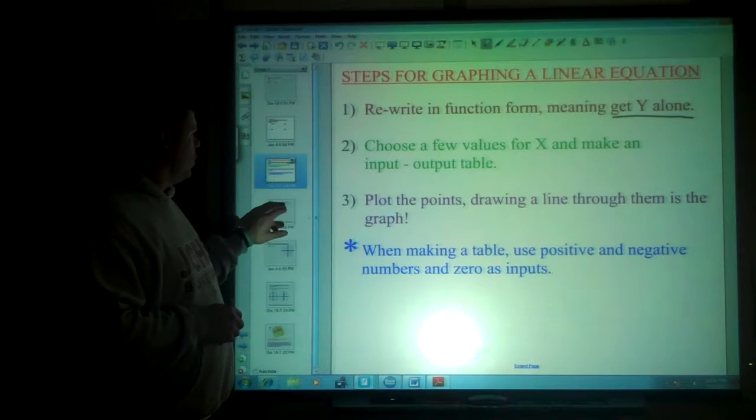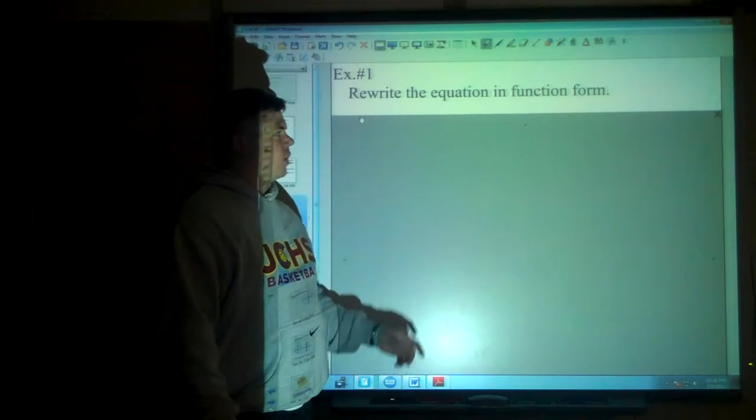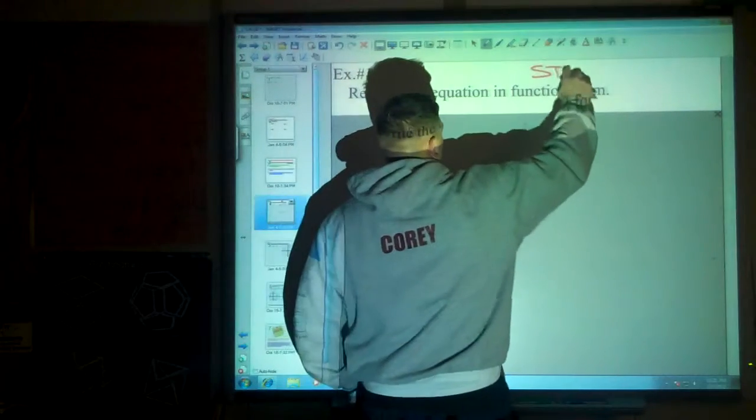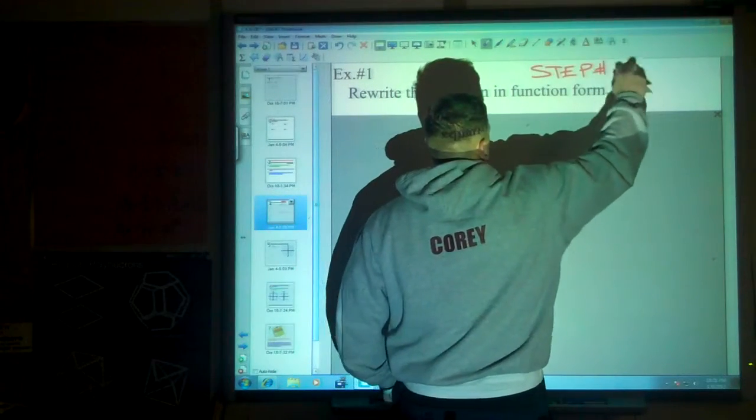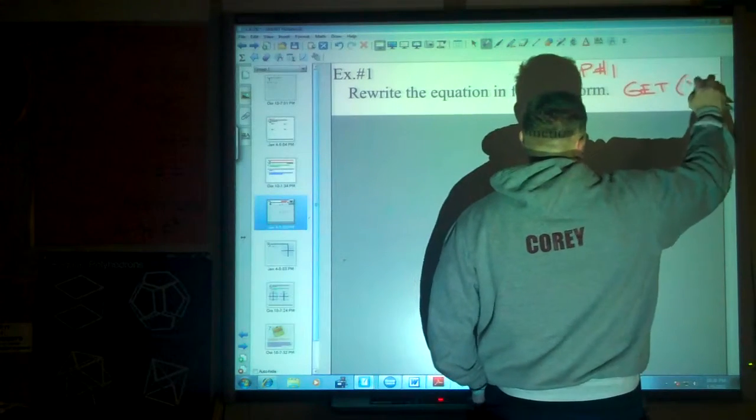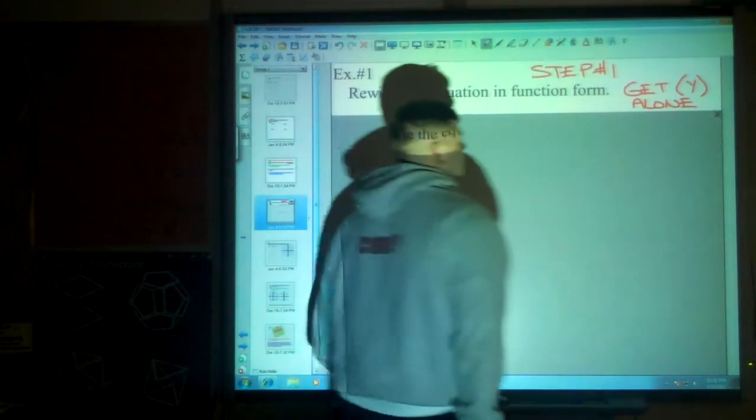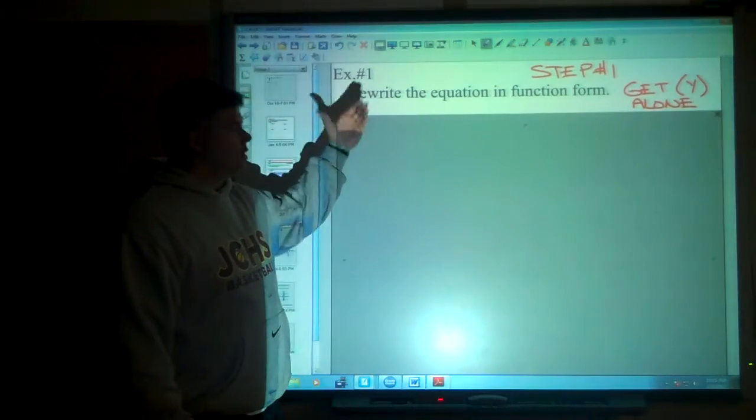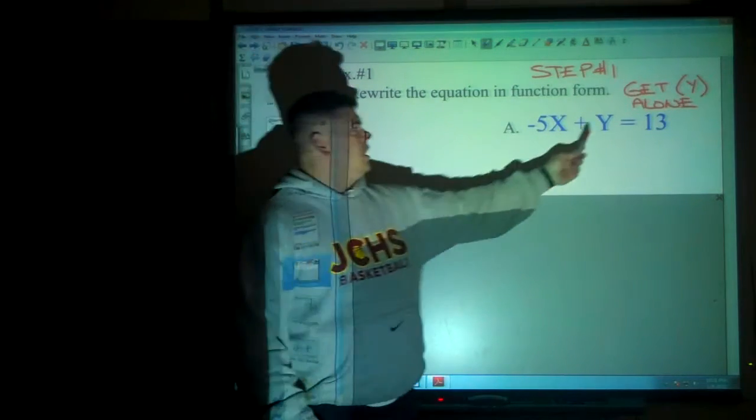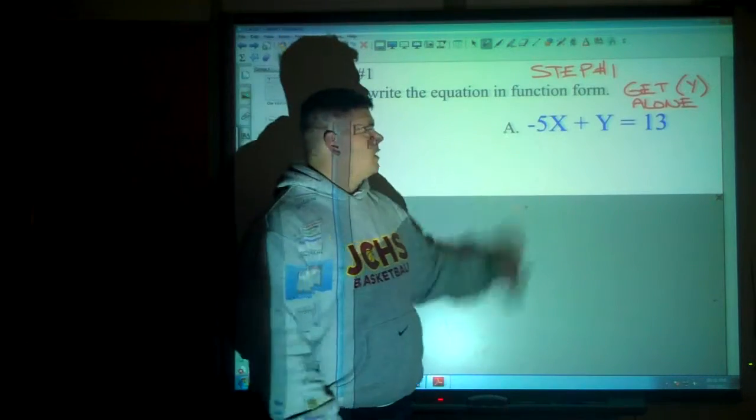Alright? So let's look more closely at step 1. If we wanted to look at step 1 and rewrite in function form, we would really like to get y alone. That's the main thing. Get y alone. Again, you won't always have to do this, but sometimes you will. So here's a situation where we could get y alone. Y is here, and it's also being added to negative 5x. What we'd like to get rid of is the negative 5x.